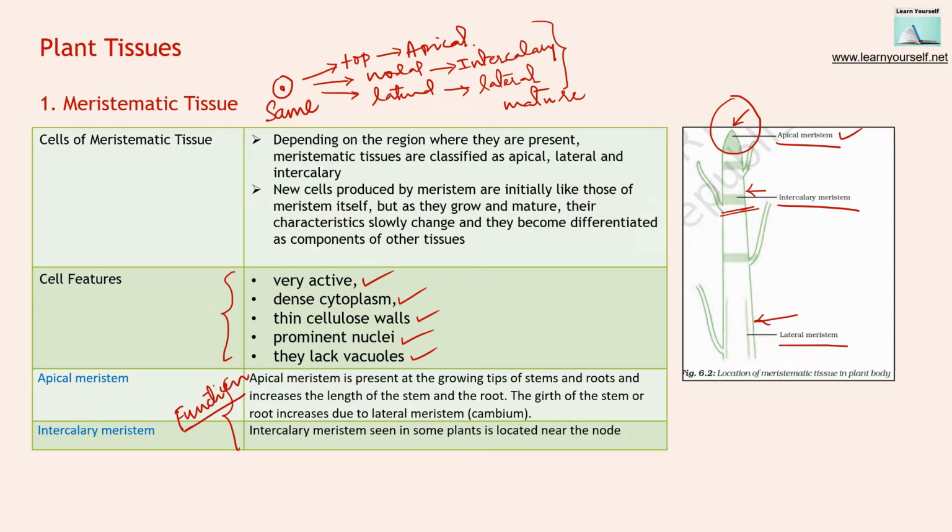Apical meristem is present at the growing tips of stems and roots, and it is responsible for the growth of the plant. It also increases the length of the stem and root. The girth of the stem or root increases due to lateral meristem or cambium. So this is a network of meristematic tissue which is responsible for the growth of stems and roots.